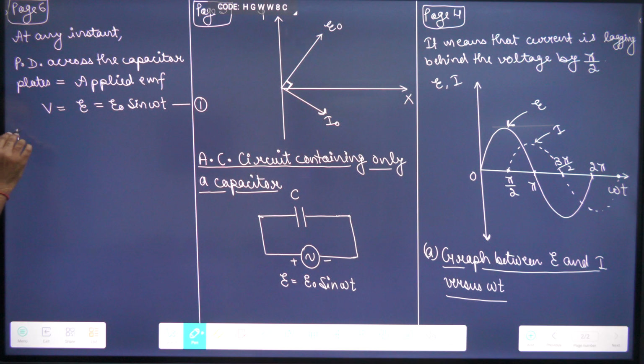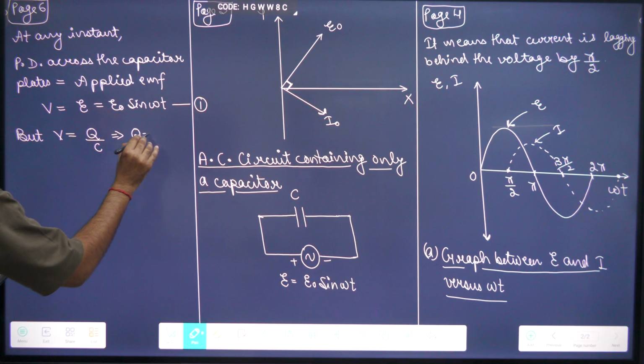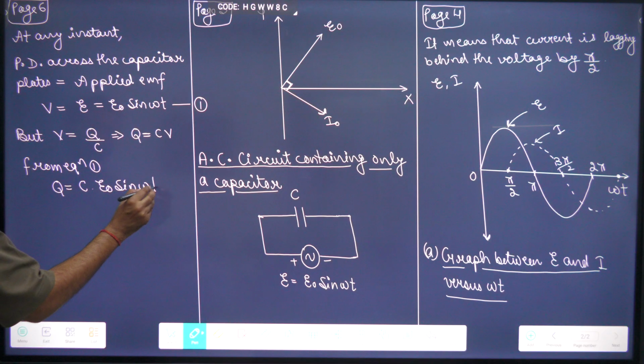But V is equal to Q upon C. What is the relation between voltage and capacitance? V is equal to Q upon C. It implies that Q is equal to CV. From equation 1, Q is equal to C, and what is this V? V is E naught sine omega t. So Q is C E naught sine omega t.